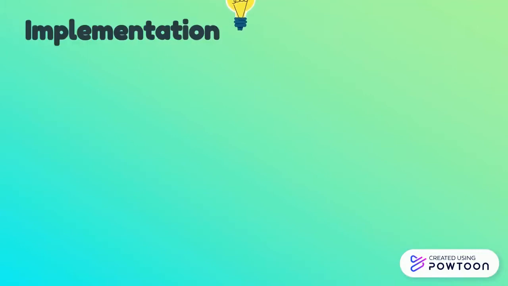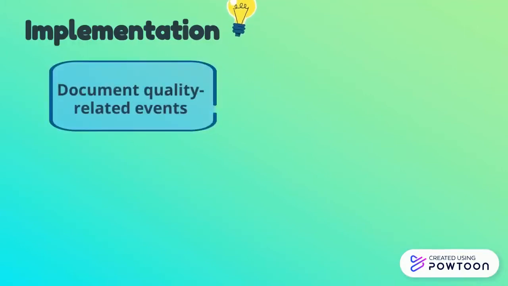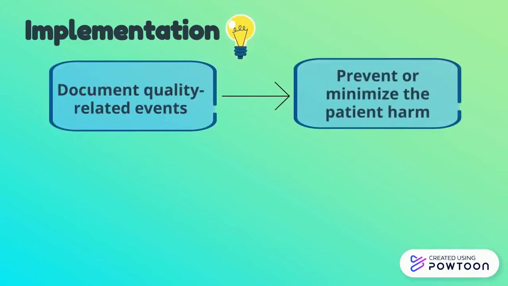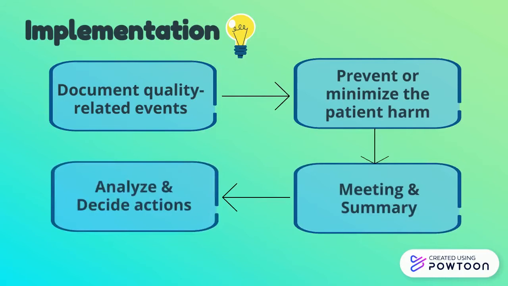To implement CQI, there are several steps. First, the quality-related events should be documented. Next, appropriate action should be taken to prevent or minimize the patient harm. A meeting is then conducted and a summary of all recent quality-related events is made. The summary is then analyzed to decide on actions to prevent future similar mistakes.